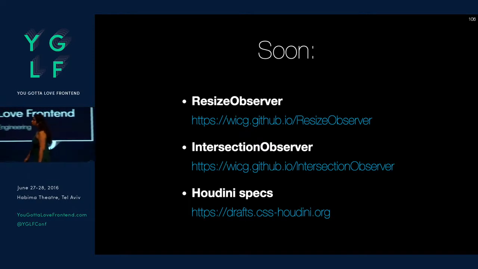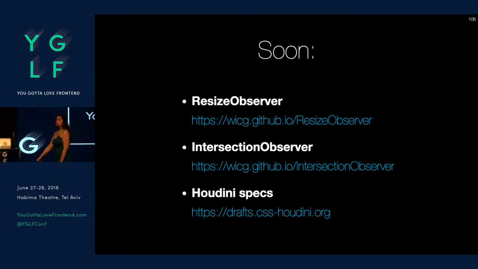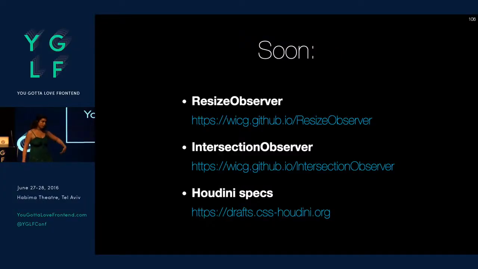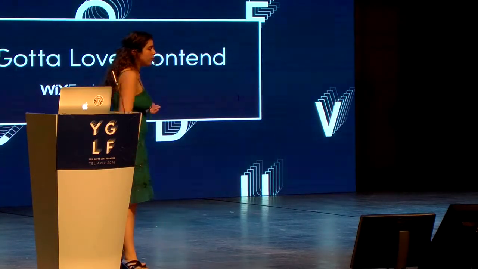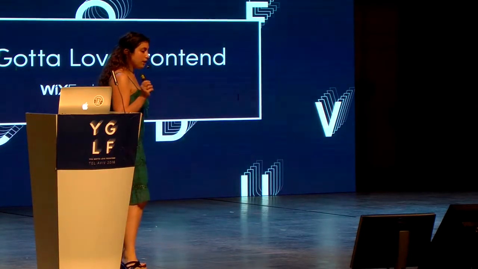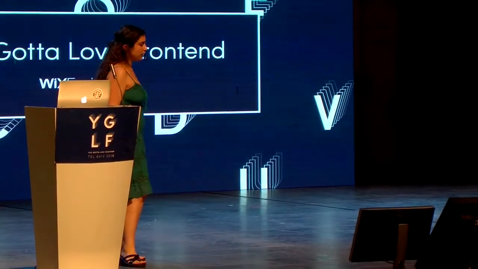And soon we'll be able to respond to even more things, like resizing, if an element changes dimensions for any reason, or intersections, if an element is covered by another element, or where the element is in the viewport. And further along in the future, there are the Houdini set of specs. It's a bunch of specs about giving developers access to native browser APIs so they can add their own layout methods, for example. So things like Masonry would be able to behave almost like a native layout method.